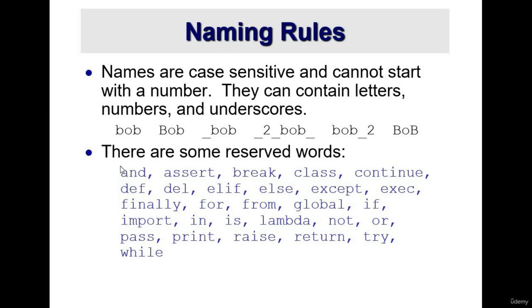As you can see here, this is and, we use it for the and operator. Break is used in conditional statements. Class is used to define a class. All these are built-in functions, or some are built-in methods, and some are built-in keywords. So we cannot use all these names as variable names. Like del is used for the delete function. So there is a great difference between reserved words and normal words or variable names.